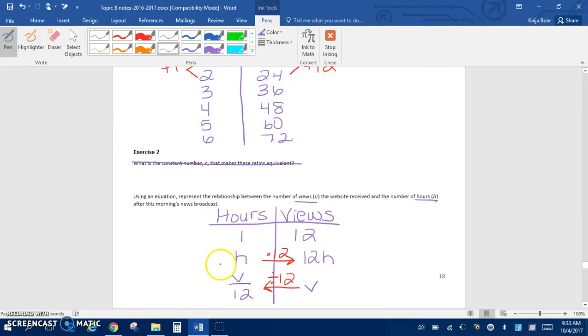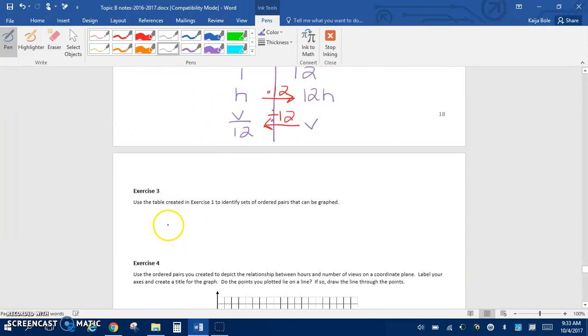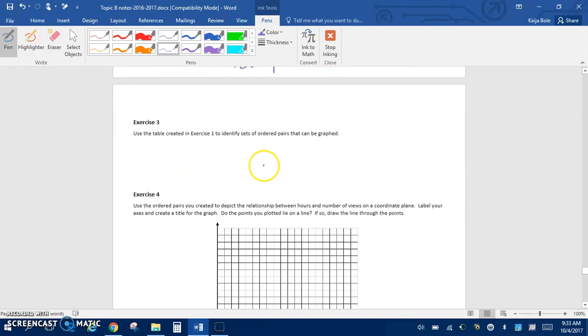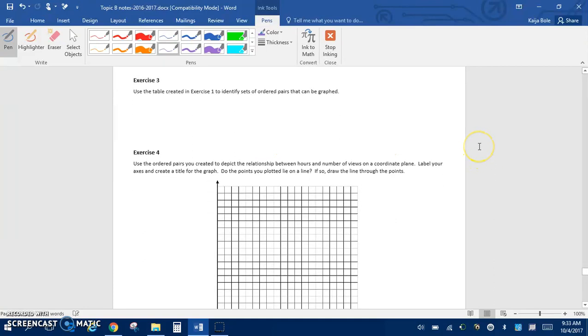Okay, we're going to go on to the next page now. Exercise 3 says, use the table created in exercise 1 to identify sets of ordered pairs that can be graphed. So I want you to pause this, go back and look at your first page and copy down the ordered pairs, and then you can come back and check them in.